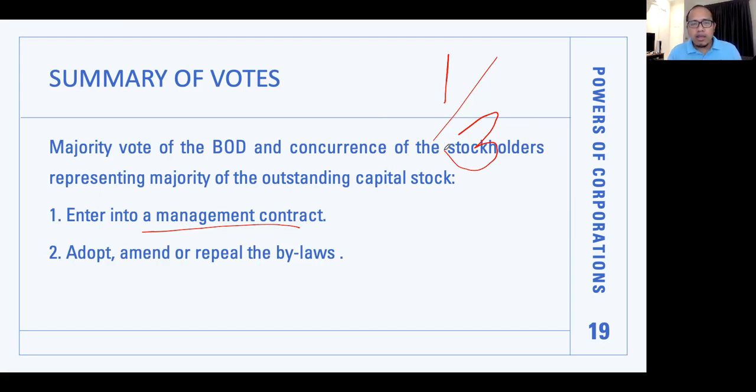You have to distinguish this from the amendment of the Articles of Incorporation, which requires majority vote of the board of directors and concurrence of 2/3 vote, no? Majority of 2/3 of the outstanding capital stock. Majority 2/3 kapag Articles of Incorporation ang i-amend, pero pag bylaws ang i-amend, adoption, amendment, or repeal of the bylaws, ang requirement lamang ay majority.